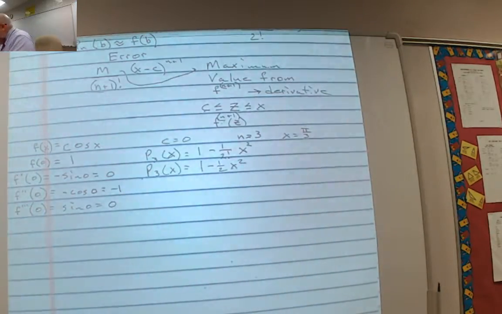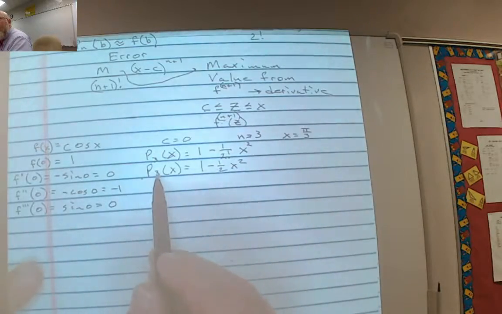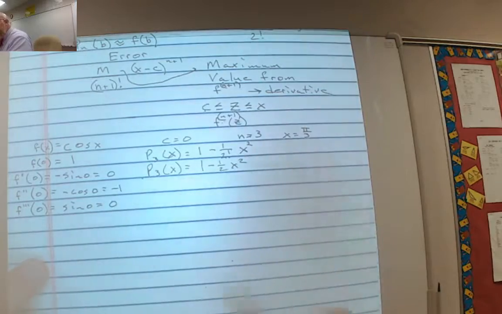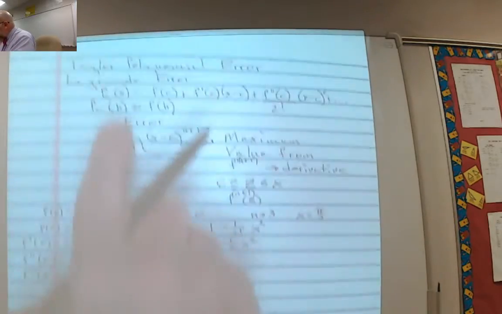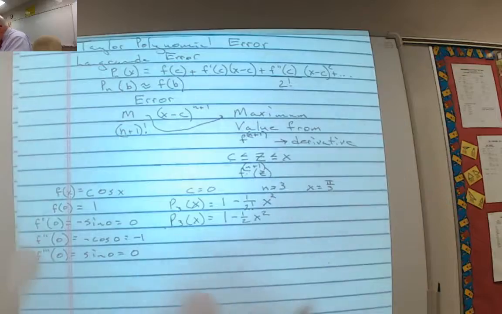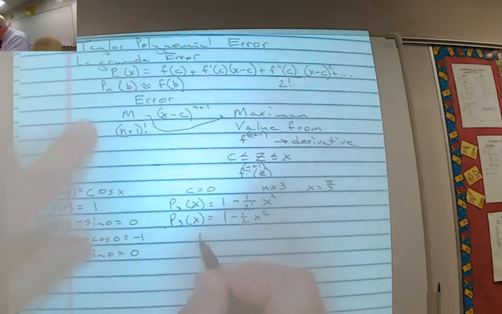All right. So when I plug it in here, there's going to be some error, correct? Because I only went so many terms. Well, what I'm going to do is figure out how close I am. I'm going to figure out the Lagrange error. I'm going to use this idea. Notice that I went up to n equals 3, so I'm going to have some M over 4 factorial.